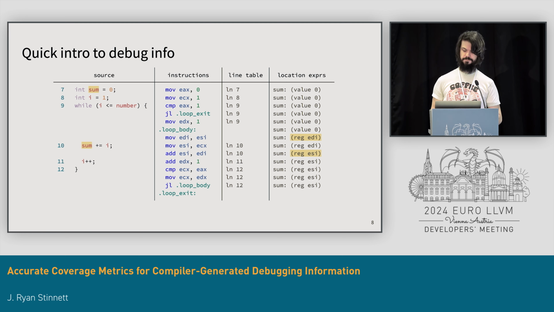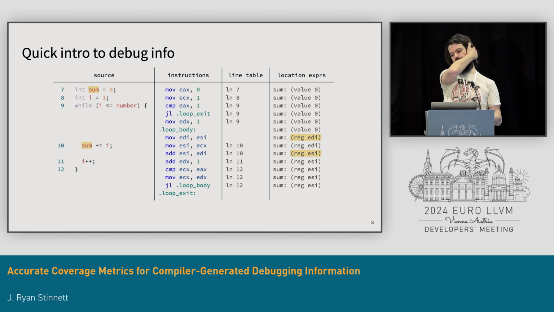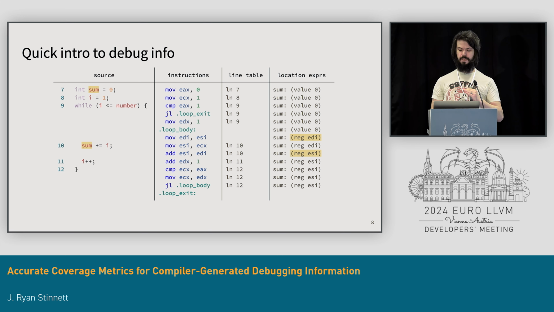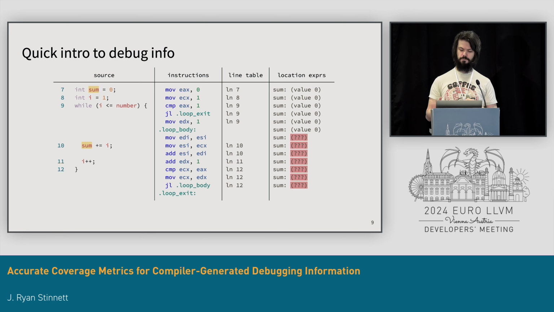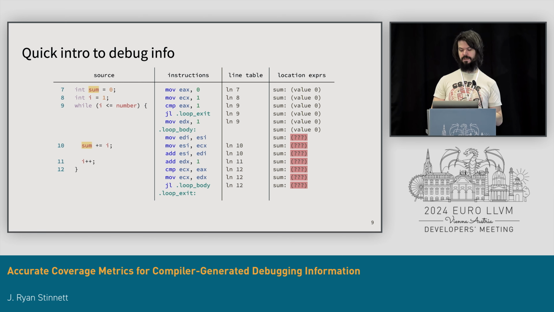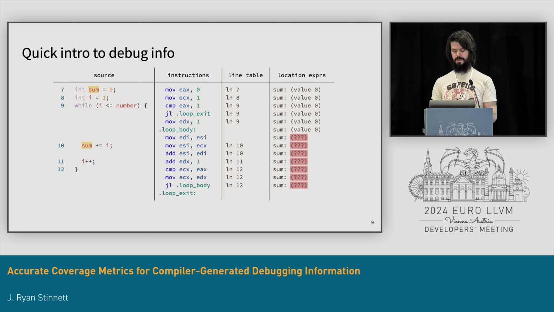So, for example, here you see that for the first bit of the function, there's just the literal constant value 0 as the location. So it's not looking it up anywhere in program state, but it just knows that variable has been set to 0. And then as the program progresses, it gets updated to say it's in a particular register. Those expressions can get more complex, but this is just a basic intro. Now, if something happens to go wrong, say an optimization pass drops debug info, or something else goes wrong, it could be the case that we only have partial debug info for that variable, and we just might not know what it is later on in the program. That's an example of a situation we would want to be able to check with this kind of coverage work.